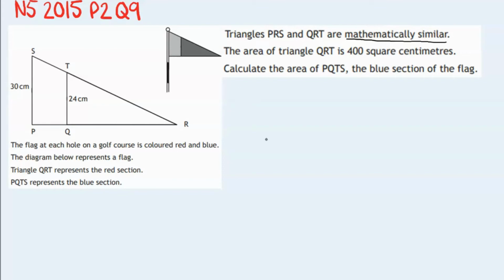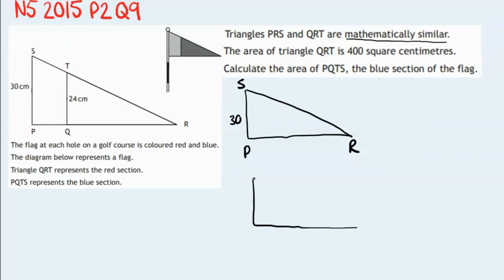So again, the first step that I recommend you do is just draw out what we have here. So first of all, we have a large triangle, okay? So the large triangle, we have point P, then we have point R, then we have point S. Okay, so what do we know about this large triangle? Well, all we know is that this side is 30 centimeters high, okay? Now I have drawn the smaller triangle, so there we go. Smaller triangle, drawn horribly, but you get the idea.